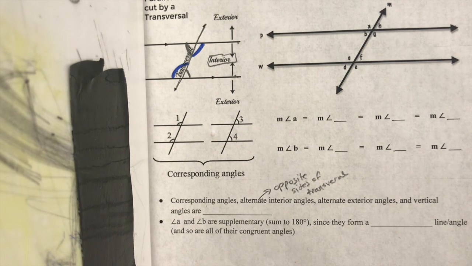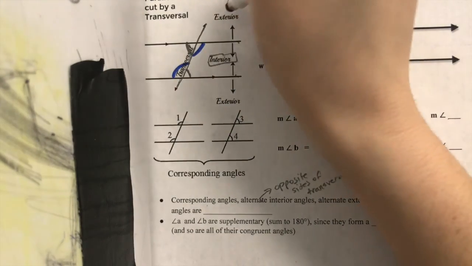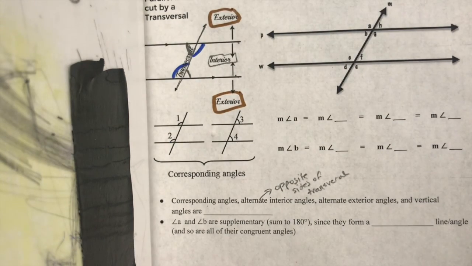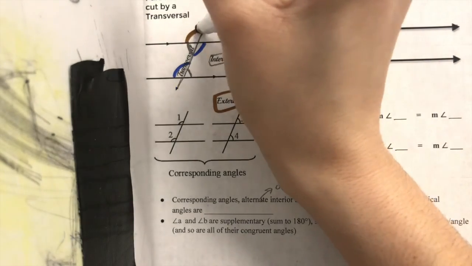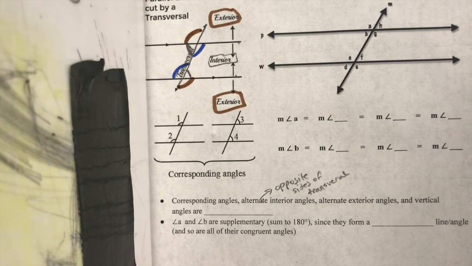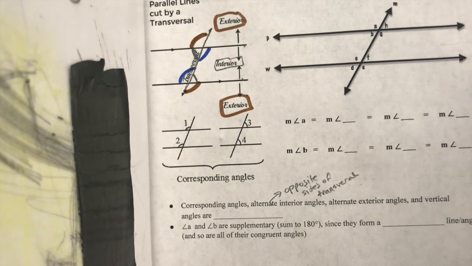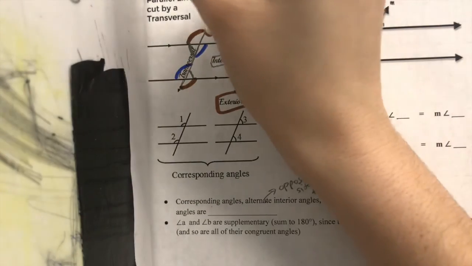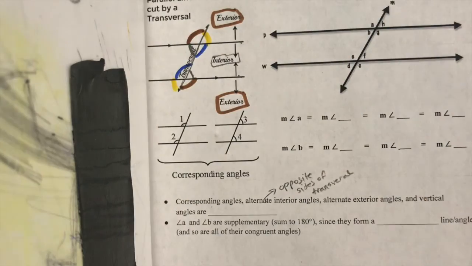Then there's the vocabulary word alternate exterior angles. Again, basically the same concept. We're on the exterior this time, outside of the parallel lines. And we have this goes with this angle, because they're on alternate or opposite sides and they're outside the parallel lines. And then we'd have this one and this one, which are also alternate exterior angles.